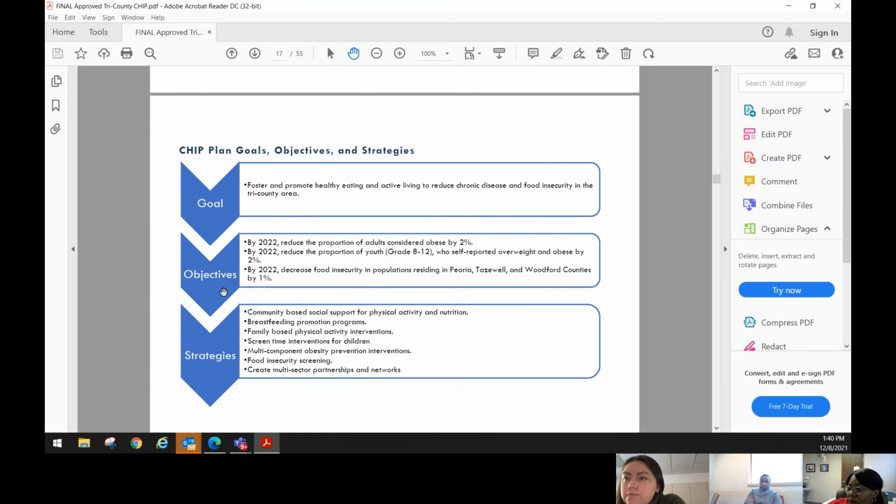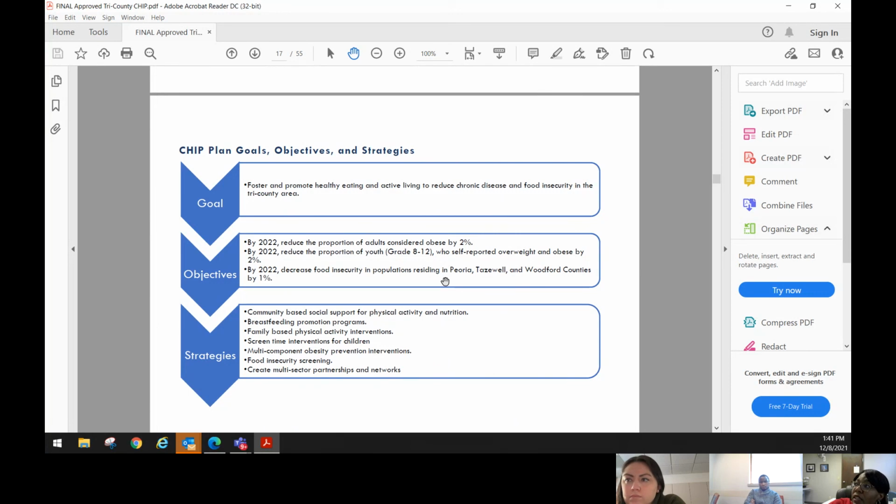What are the objectives, right? Now we're getting into more evidence-based strategies. We're setting percentages based on our resources, our willingness to partner, and how we can measure it. So we're saying by next year, reduce the proportion of adults considered obese by 2%, reduce the proportion of youth who self-report overweight and obese by 2%, and by 2022, decrease food insecurity.